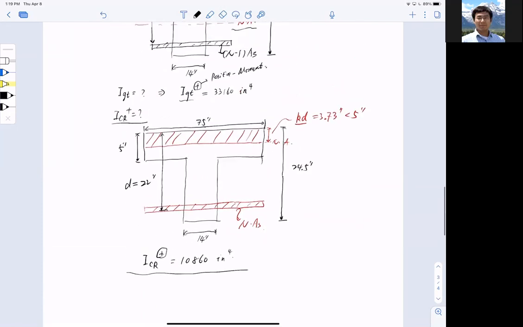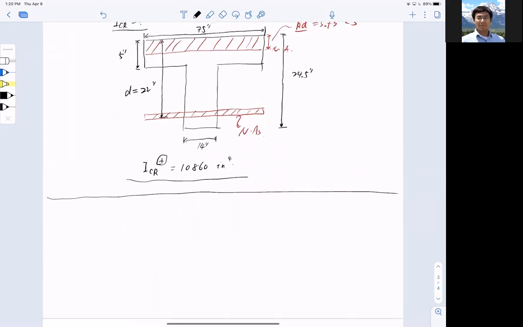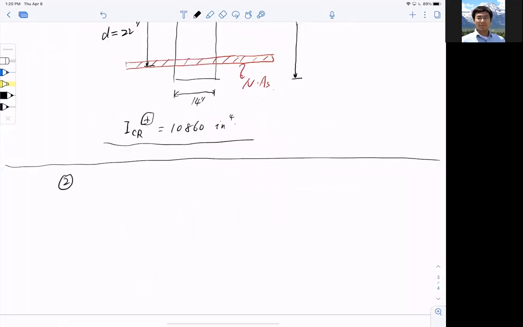I have my IGT, which is this number here, and I have my ICR, which is this number here. Of course, I skipped tons of details, but you should be able to follow the process we talked about last lecture to get this. So that is for the positive section, section number 2.